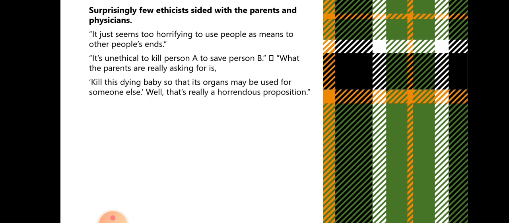Surprisingly, few ethicists sided with the parents and of course the physician of baby Teresa. So here are some of the arguments. It just seems too horrifying to use people as means to other people's ends. It is unethical to kill person A to save person B. What the parents are really asking for is to kill this dying baby so that her organs may be used for someone else. Well, that's a really horrendous proposition. So the position is that the organs of baby Teresa should not be given to other babies.